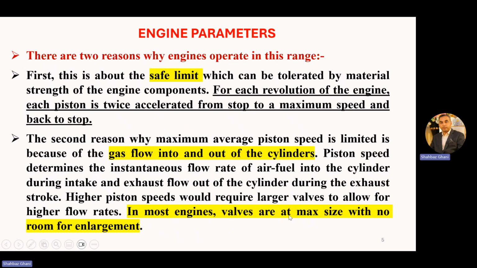In most engines, valves are at maximum size with no room for enlargement. When we study the valves, their geometry and their sizes and dimensions, we will study this aspect. So, the higher the piston speed, the larger the valves required to allow for higher flow rates, maybe for the intake and exhaust valve. In most engines, valves are at maximum size with no room for enlargement. So we have to keep that range of 5 to 15 meters per second for the average piston speed.